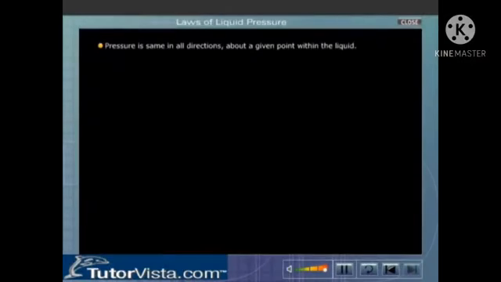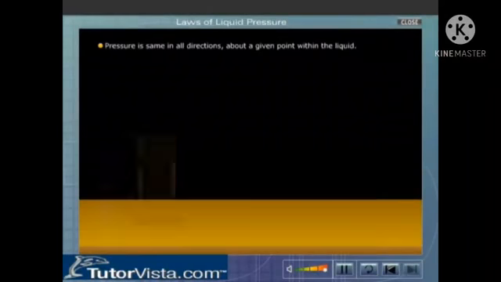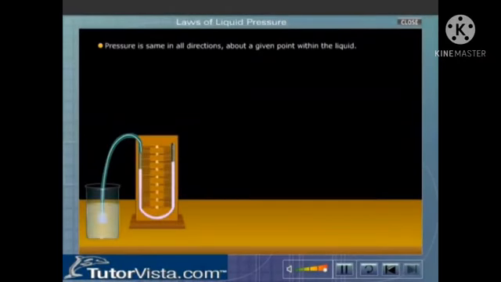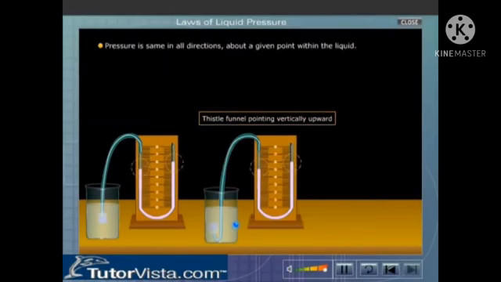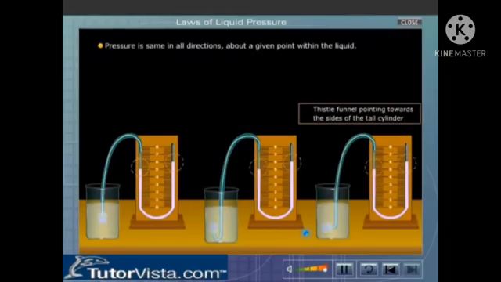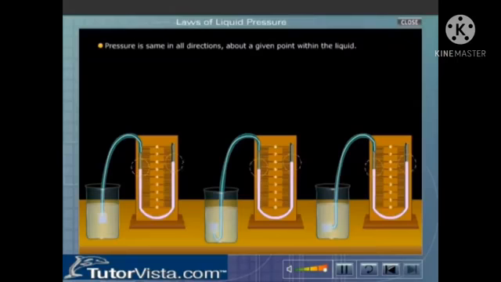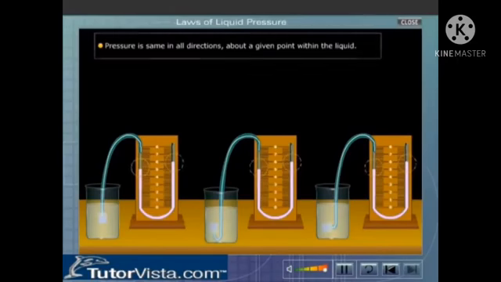To prove that pressure is same in all directions about a given point within the liquid, record the difference in the levels of liquid columns with the thistle funnel pointing vertically downward, vertically upward, and towards the sides of the tall cylinder. We observe that there is no change in the levels of the liquid columns. This proves that the pressure is same in all directions about a given point within the liquid.